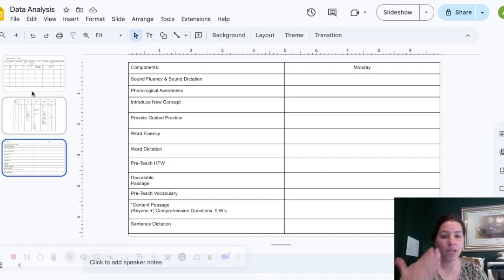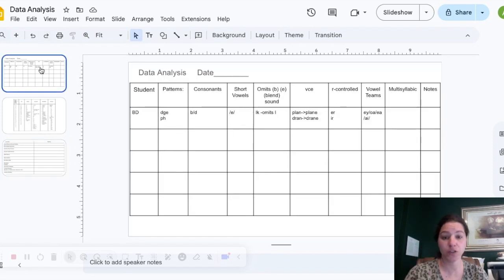Now, if you are feeling super overwhelmed, your first goal is to analyze your data and fill out, I will share this chart with you. You can fill out this chart or you can fill out a chart of your own, but you want to make sure you can really see the trends and see the areas where your students need the most support. And then you want to make sure you identify that instructional focus.